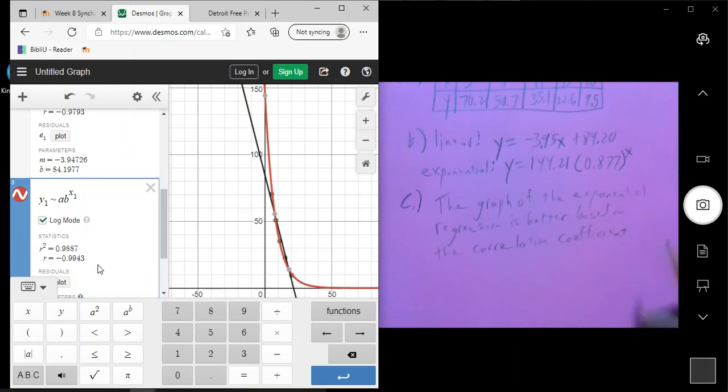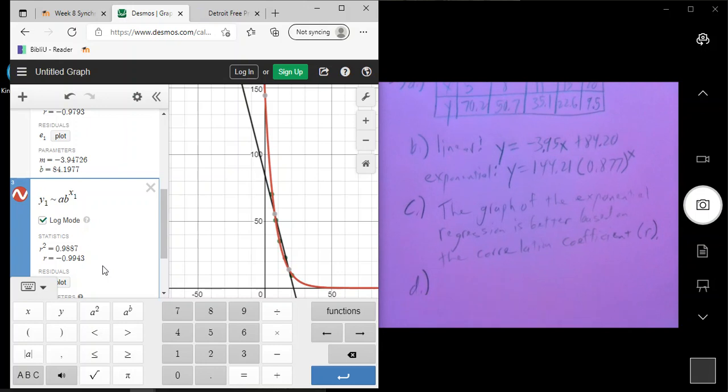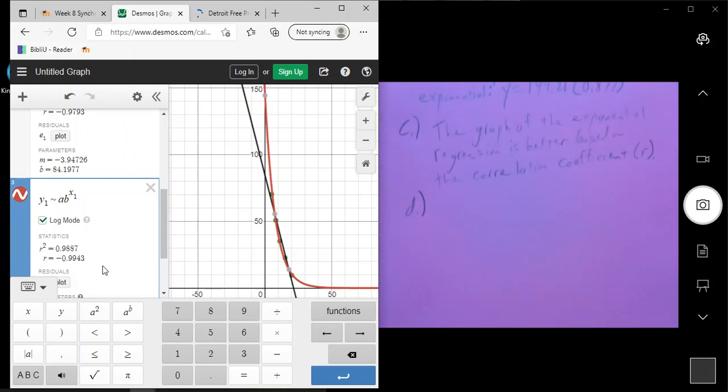Now, if you need to remember what the correlation coefficient is, you could put a parenthesis and then a lowercase r so that you would know what you're looking for. Okay, now we go to D. It says use the better model to determine y when x is 13 and y when x is 25.